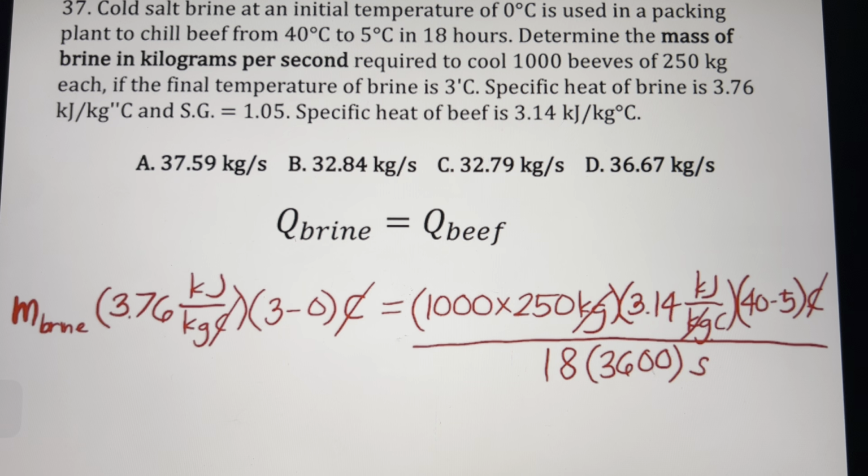As well as the change in Celsius, as well as the kilojoules. So meaning the unit of our mass will be in kilograms per second. What is the mass required for the cold salt brine? The answer is 37.59 kilograms per second.